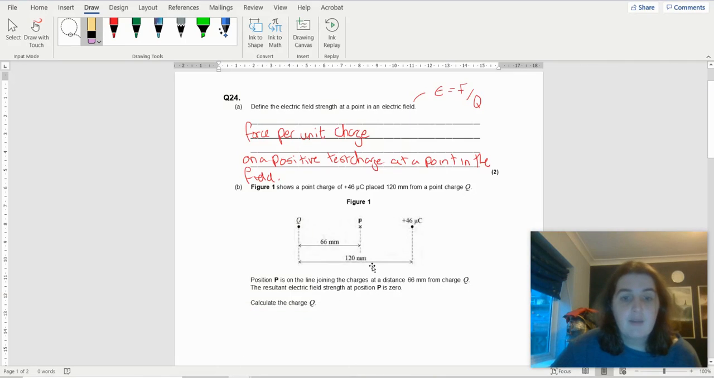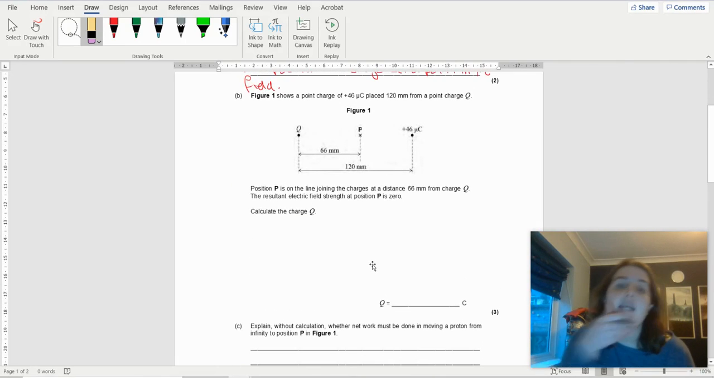Okay, so the next point here shows a point charge of 46 microcoulombs placed 120 meters from charge Q. The position P is the point where the resultant field strength is 0. So it means that the field strength from this and the field strength from this are 0. There is no field strength at that point, okay?